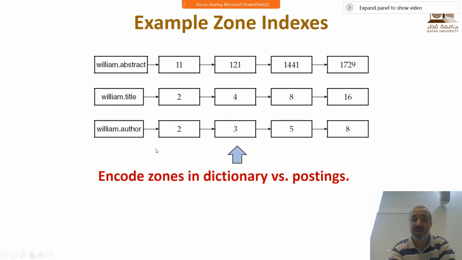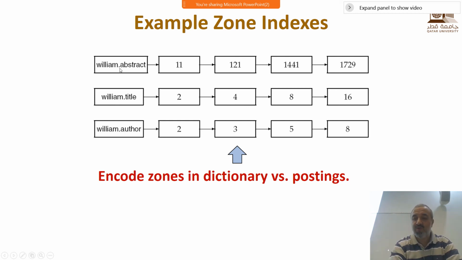You will see that the terms now have an indication of where they appeared. So William.abstract is the term when William appears in the abstract. That means William appeared in the abstract of document number 11 and document number 121 and so on. William appeared in the title of these documents, so there is William.title here. That means this is about the zone title. William as an author appeared in 2, 3, 5, and 8. So this encodes the zones in the dictionary. Remember, this is the dictionary, right? So that's encoding the zones in the dictionary.